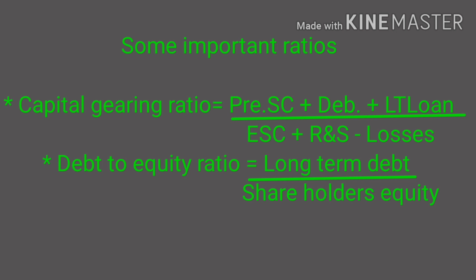Debt equity ratio. The most commonly used formula is long-term debt divided by shareholders' equity. But sometimes the long-term debt is replaced by total debt or all the total outside liabilities. Shareholders' equity is equal to equity plus preference share capital plus reserve and surplus.